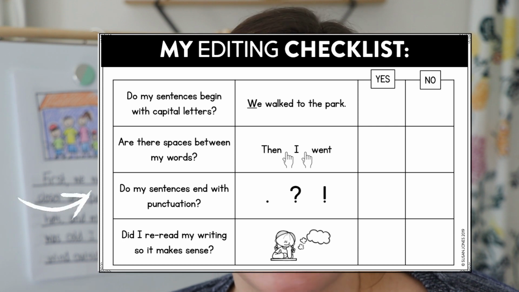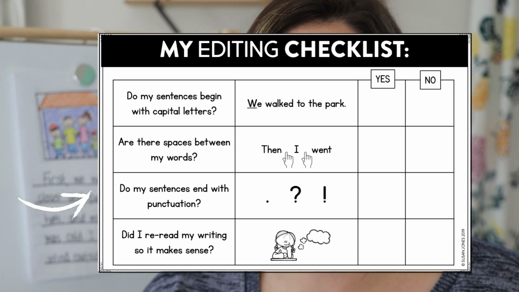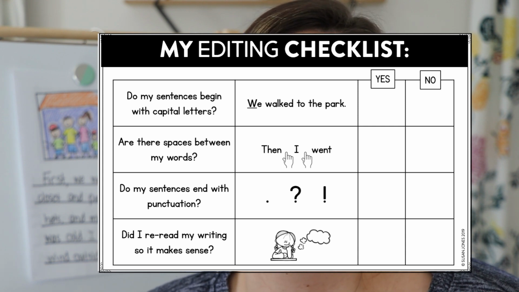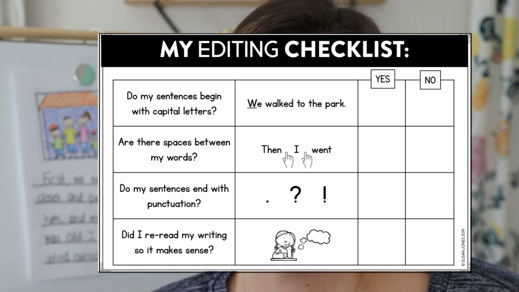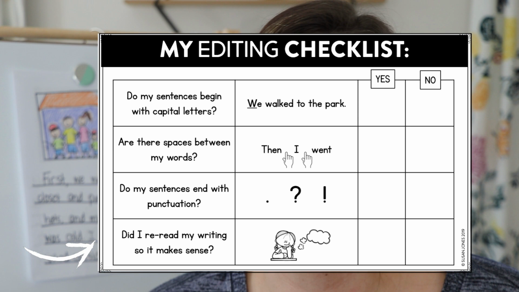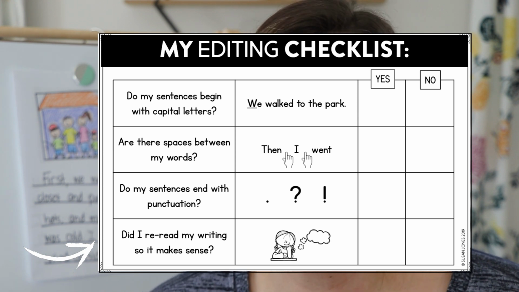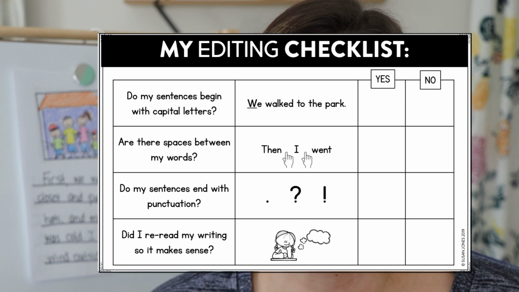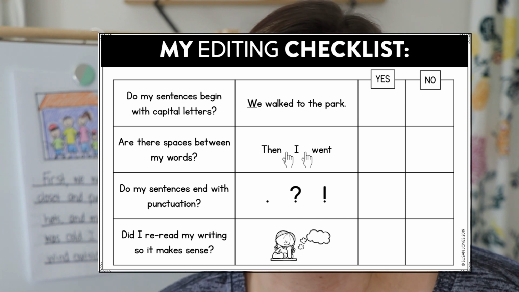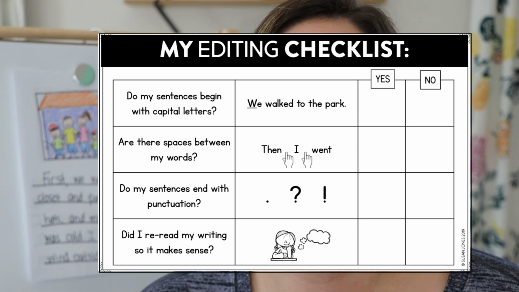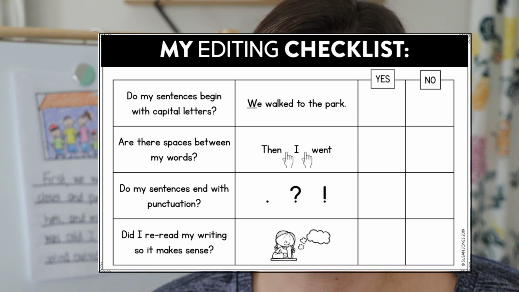Do my sentences end with punctuation? So look at the ends of your sentences. There should be a period, a question mark, or an exclamation point at the end of each one. And last, did I reread my writing so it makes sense? This is a very important one. Sometimes we don't really realize that we're missing a word or we forgot to write a different part of our sentence. So reread your whole story and then let's see if it makes sense.